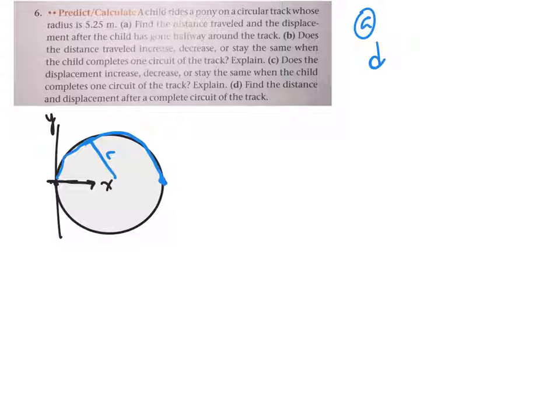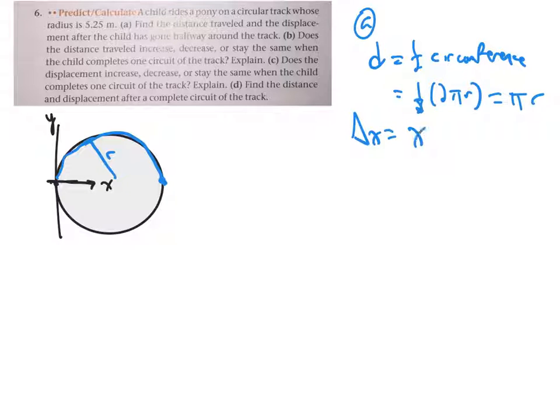the distance is 1/2 the circumference. So it's 1/2 of 2 pi r, or just pi r. On the other hand, the displacement is the final position minus the initial position, and the child ends up r away from the origin and starts at the origin, and so the displacement is r.